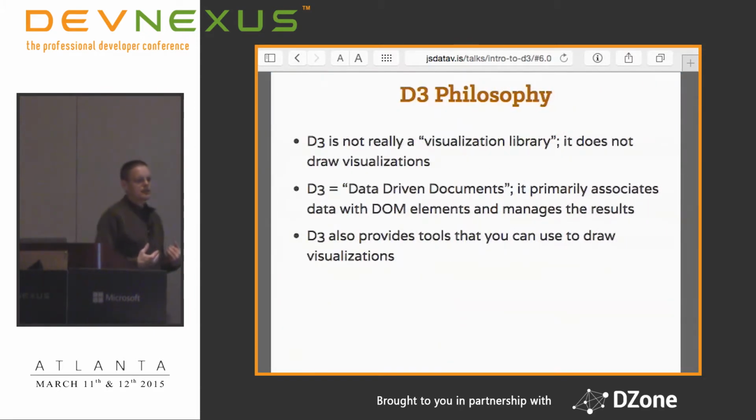So if D3 isn't a charting library, I think one of the things that's important to understand is what is it? To be honest, the name kind of gives it away, right? D3 is an acronym. It stands for Data-Driven Documents. And the main purpose and the main philosophy behind D3 is it associates data of whatever kind that you have with elements in your DOM, in your document object model, and it gives you the tools to manage the results of that association. So it's really about tying data to elements in the DOM, and it provides a whole slew of tools and utilities that will help you do that association and create visualizations from it.